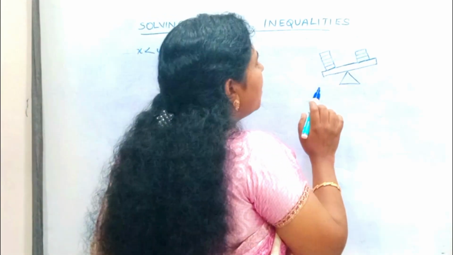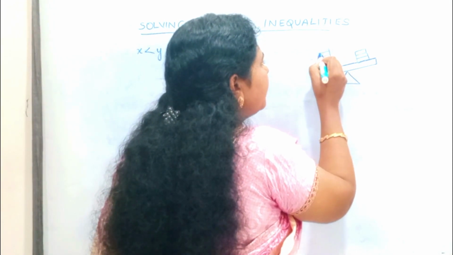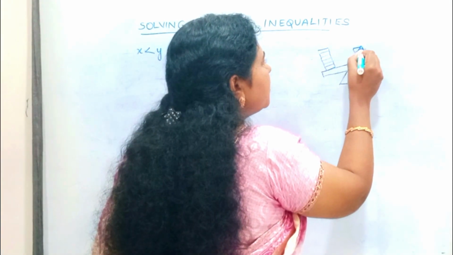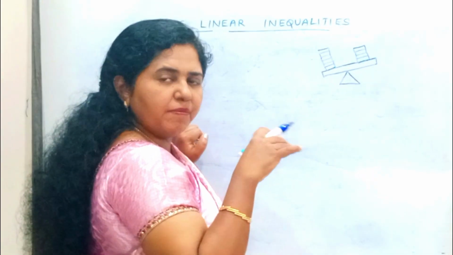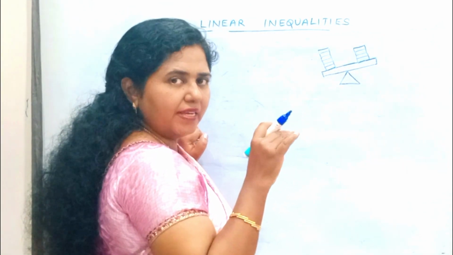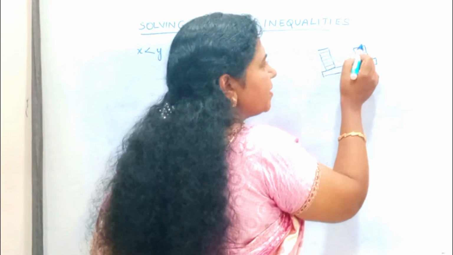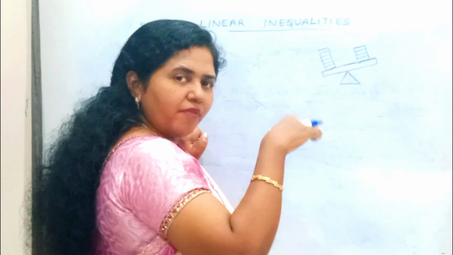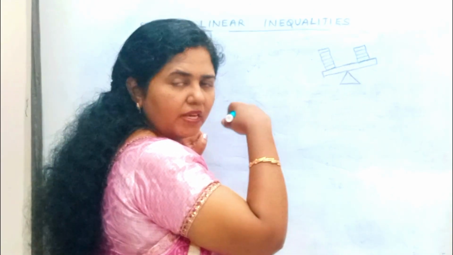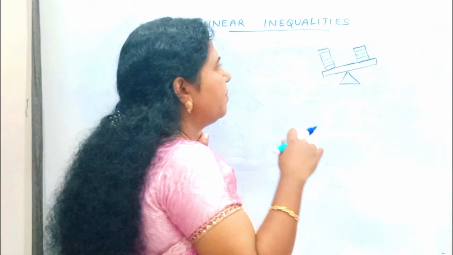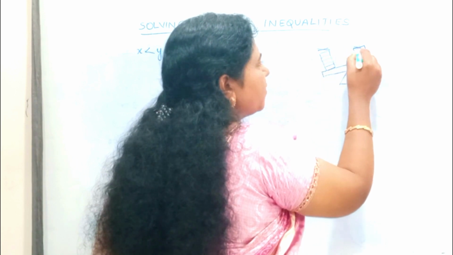Okay, so now if I am going to add one block to this side as well as one block to this side, what happens? The balance will be in the same state. There will be no change in the state of the balance, because since the same number of blocks is added to both the sides, the weight difference will be the same. So the position or the nature of the balance will be the same. If I am going to remove one block from both the sides, what happens?